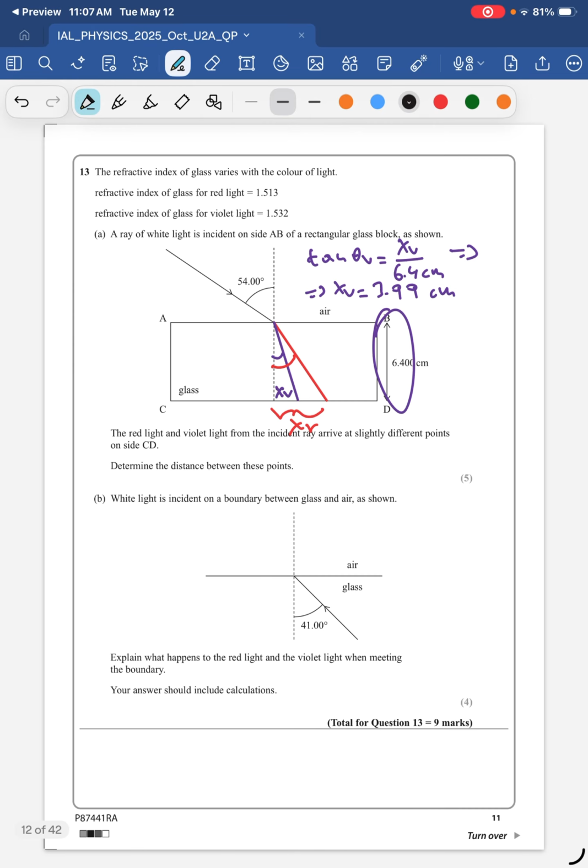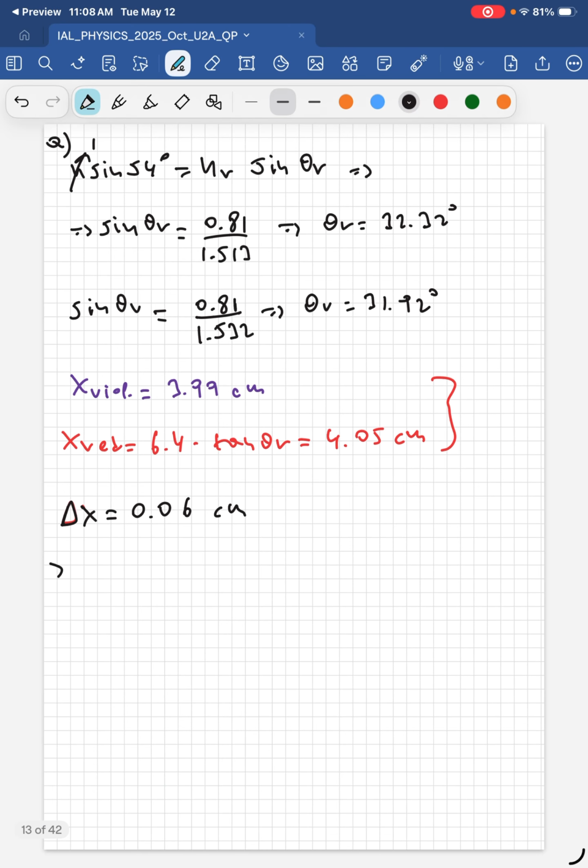Okay, part B. White light is incident on a boundary between glass and air as shown. Explain what happens to the red light and the violet light when meeting the boundary. Your answer should include calculations. So let's do the calculations. So let's do B. We have the index of refraction of red times sine of 41 equals sine theta r times the index of refraction of air, which is 1.